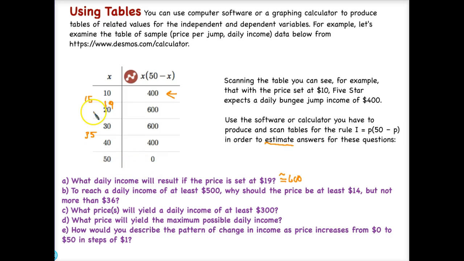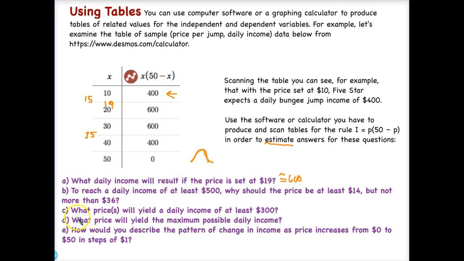So the price needs to be probably at least 15 and no more than 35. So that helps us to answer this question. Why should the price be at least 14, but not more than 36? And we just answered that question. And we can tell by our graph, if you remember, it looks like a parabola. So our income goes up to a certain price and then it starts to drop back down.